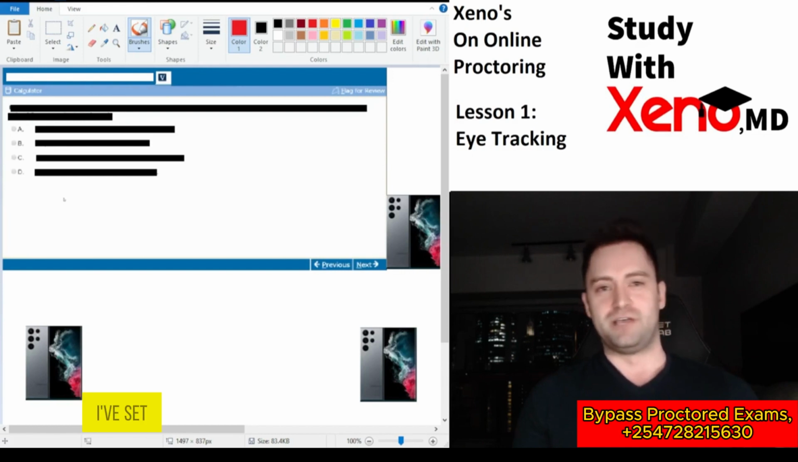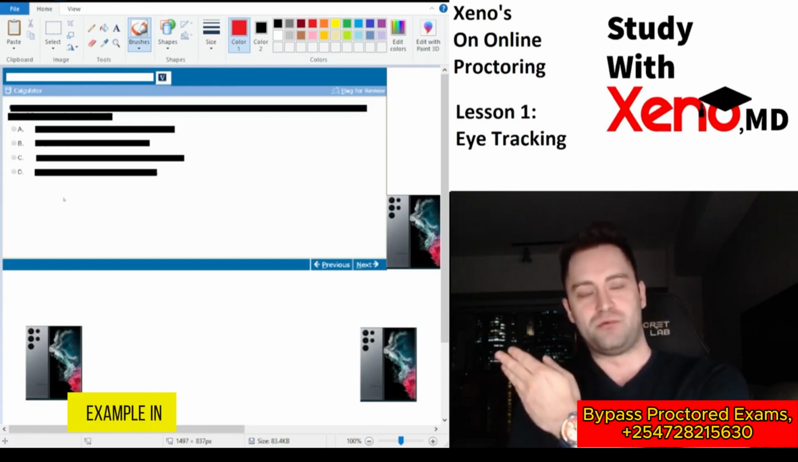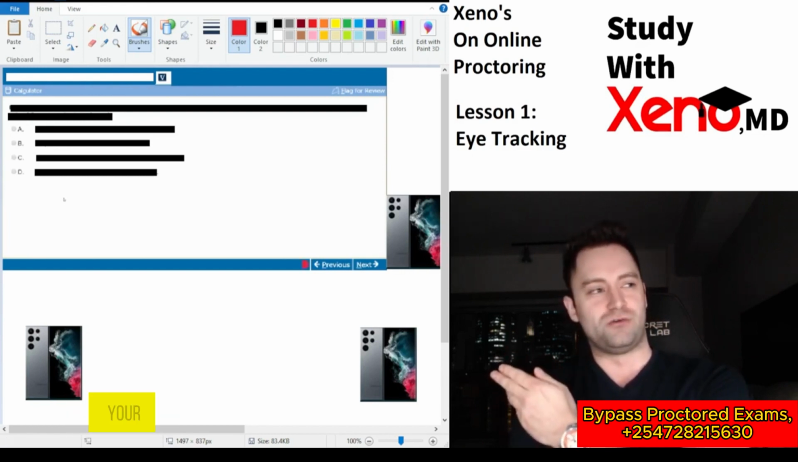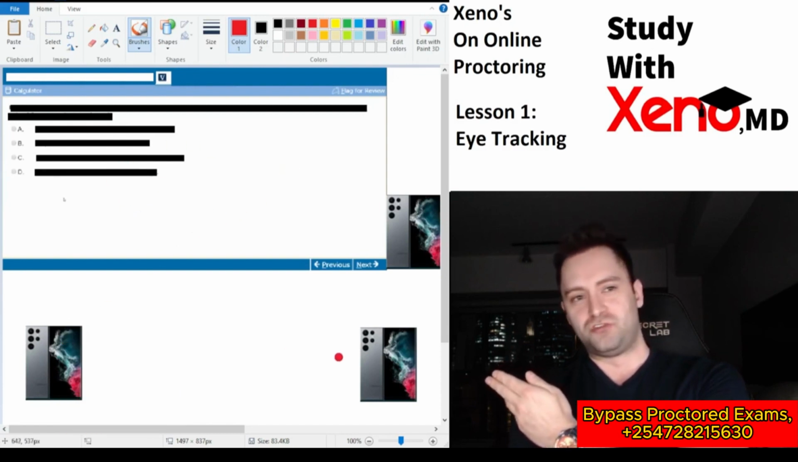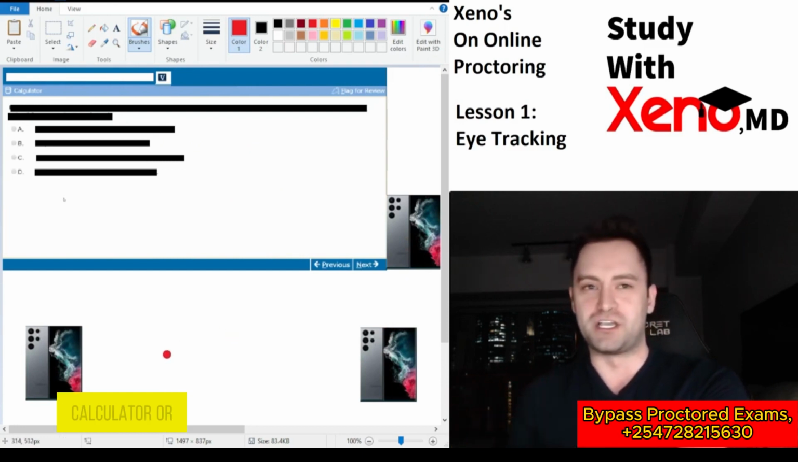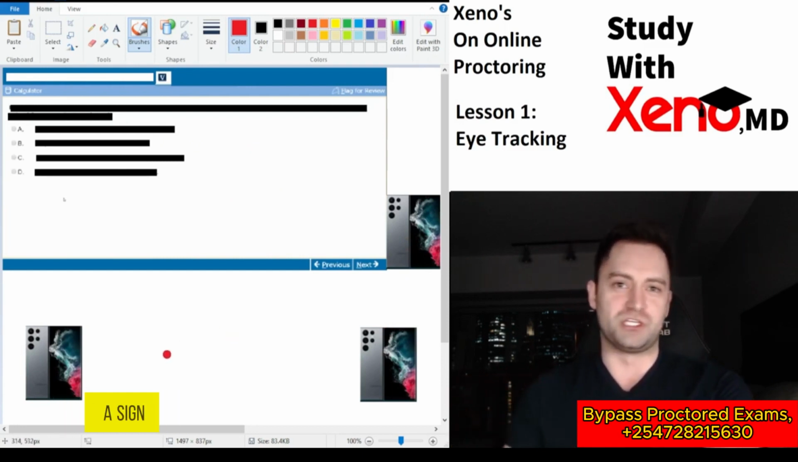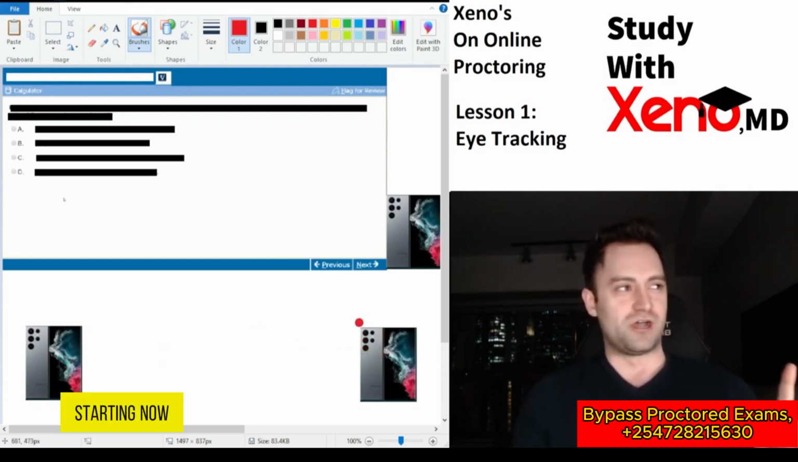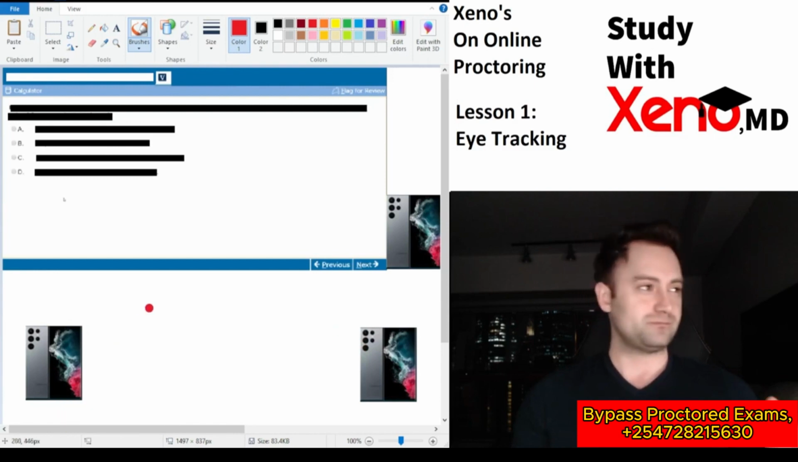So I've set up over here a little example in MS Paint, and you've got your exam. So this looks like Pearson Vue, and then just for the sake of discussion, some phones. Maybe you're going to look at your cell phone or your calculator, or your friend is going to hold up a sign for you or something like that. So we're going to take a look at what that looks like, starting now with the normal exam taker.